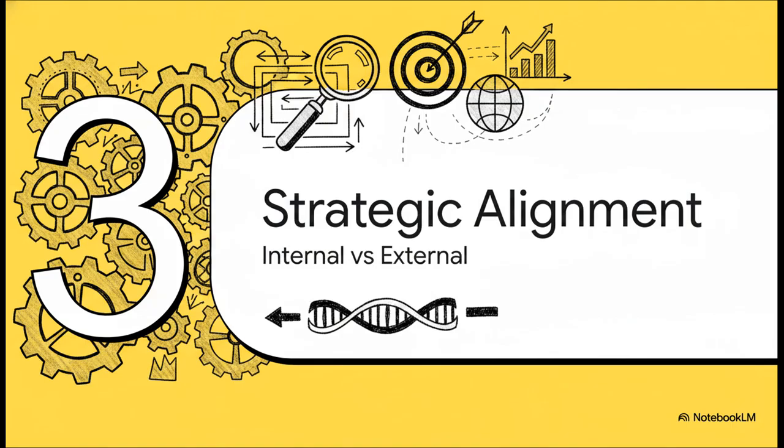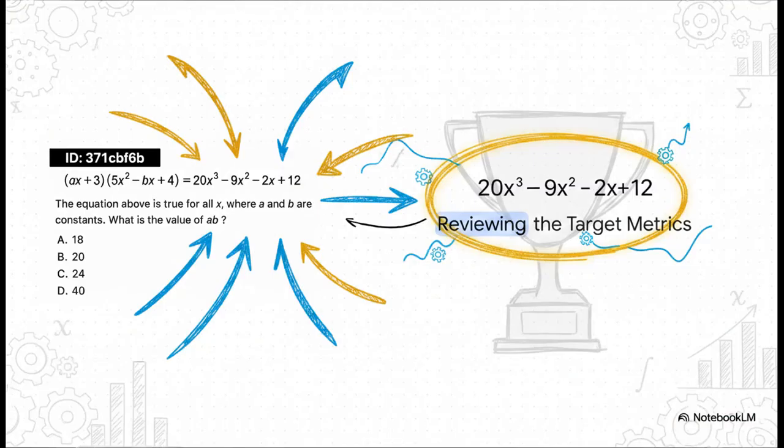Which brings us to phase 3, strategic alignment. This is where we match our newly organized internal structure to our external targets. Let's refer back to our core business brief to remind ourselves of the external target metrics on the right side of the equal sign. We've got 20x³ minus 9x² minus 2x plus 12. This cubic polynomial right here, that's our gold standard. It's the exact finalized report that our newly organized left side must perfectly align with.